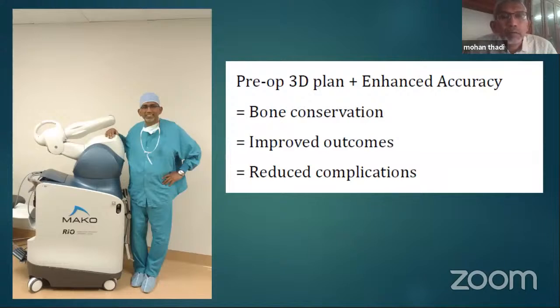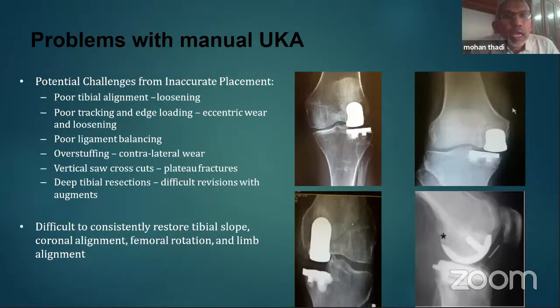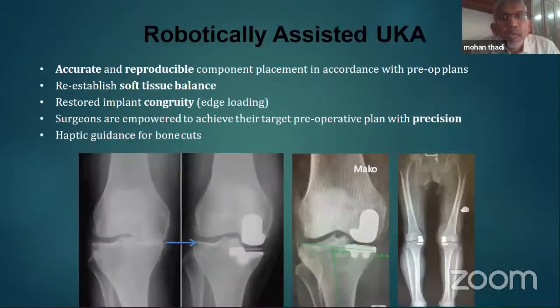And basically, the pre-op three-dimensional plan with enhanced accuracy gives rise to conservation of bone, improved outcome, and reduced complications. And earlier, the manual UKA had a lot of problems of poor tracking alignment, overstuffing, vertical soft cuts causing fractures. But now, thanks to the robotic, we are able to address all those problems of alignment, rotation, tibial slope much better. It's much more accurate, definitely.